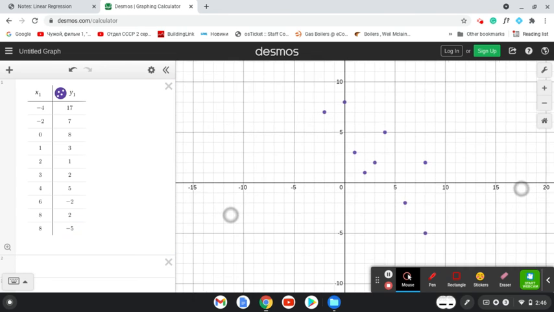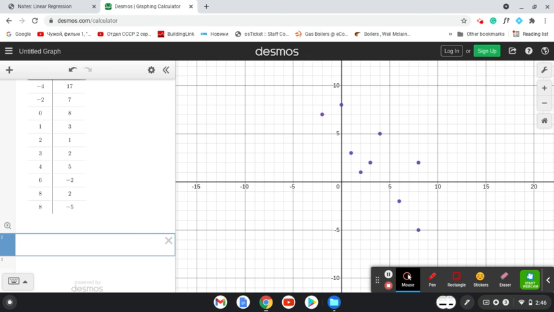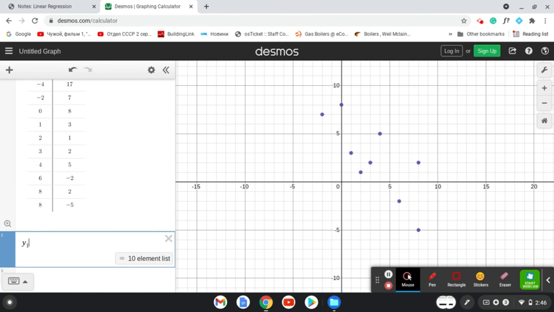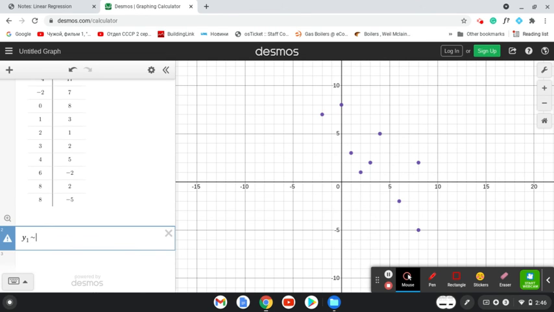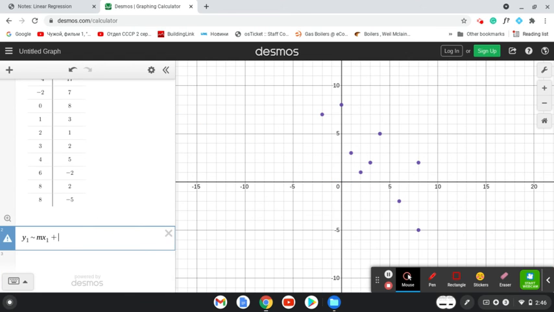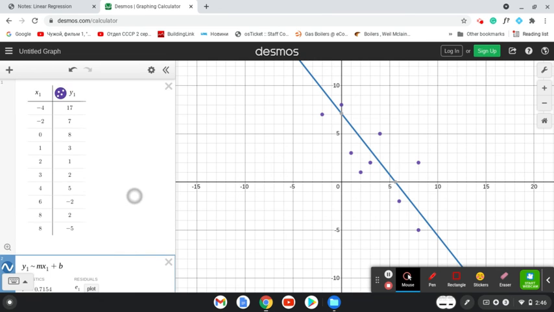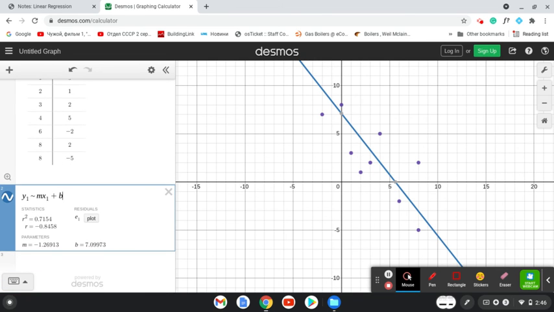So I am going to now find and graph the line of best fit. So I'm going to come to the second row here in that section. I will write y sub 1 approximately mx sub 1 plus, oopsie, plus b. And you see that my calculations are already done for me, and the line of best fit is graphed by Desmos.